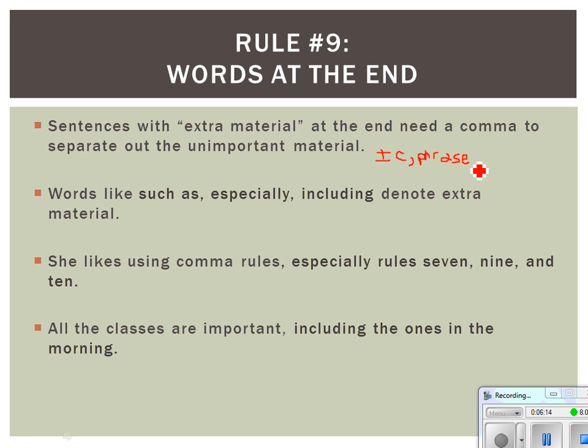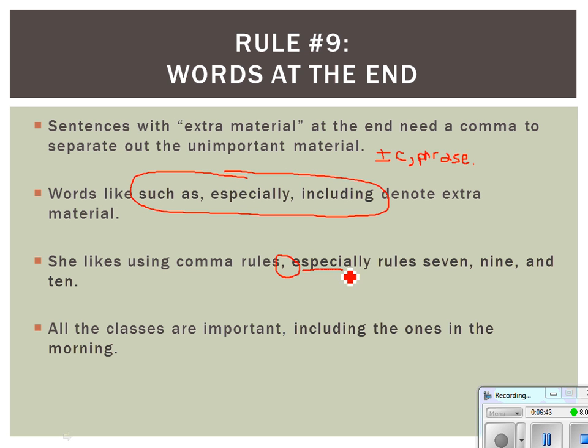But this is the format of a Rule 9, okay? Look for keywords. Some of those keywords are going to help you denote that extra material. And again, if I'm not sure, I always want to find where my independent clause is first, then find where my phrase is. So in the example, she likes using comma rules, especially rules 7, 9, and 10. I have lots of commas here, but only one of the commas is comma rule 9, and that's this one right here. This is the end of the complete sentence, the independent clause.